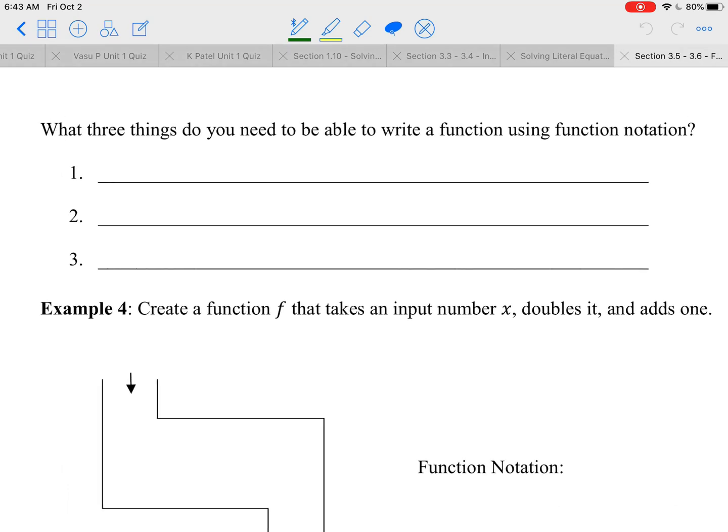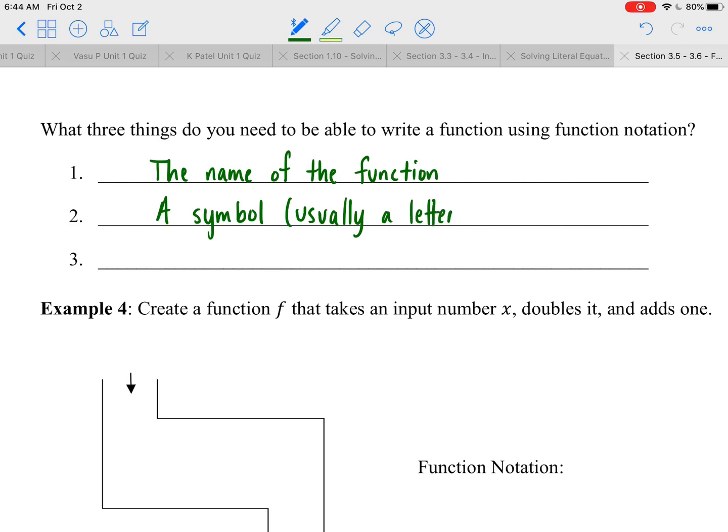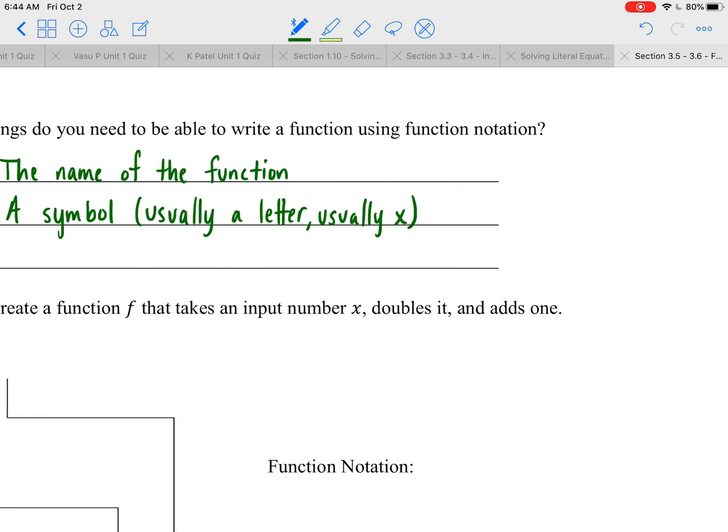Okay? So let's go ahead and look at the next page. So here's a question for you. What do you need to be able to write a function using function notation? And this was just given above over there. So you need the name of the function, which is usually f, but not always. You need a symbol, and this is usually a letter, and it's usually x. Not always, but usually, to represent the input.